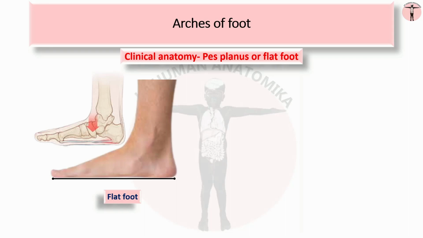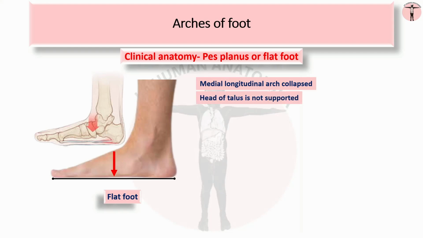Pes planus or flat foot is a condition in which the medial longitudinal arch is depressed or collapsed. As a result, the forefoot is displaced laterally and everted. The head of the talus is no longer supported and the weight of the body forces the head of the talus downward and medially between the calcaneum and the navicular bone.